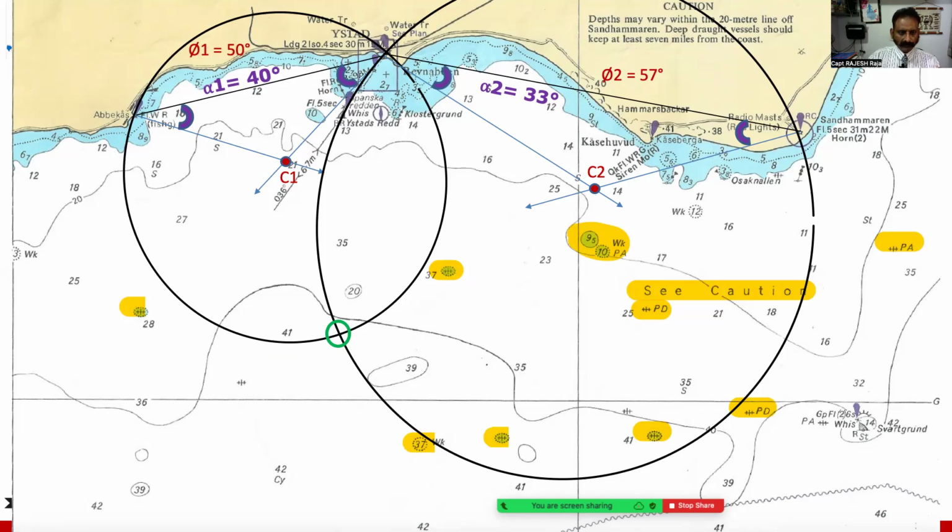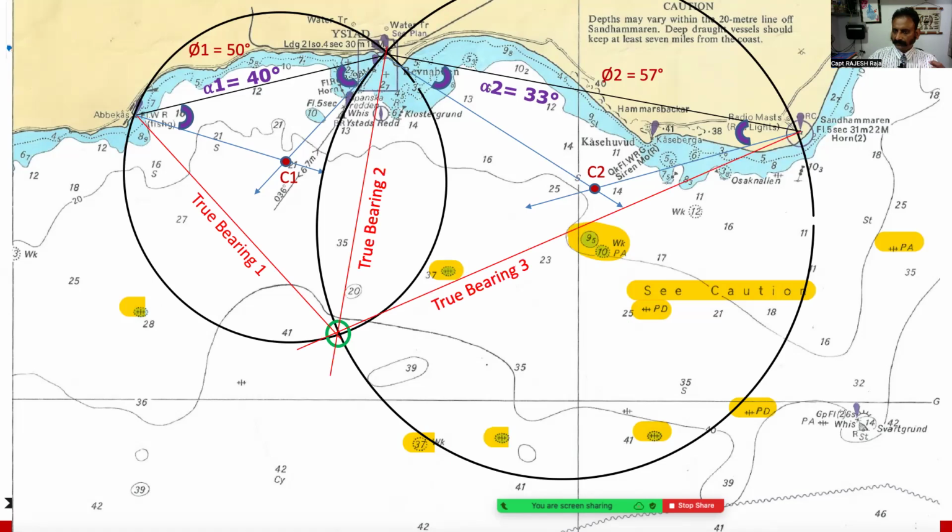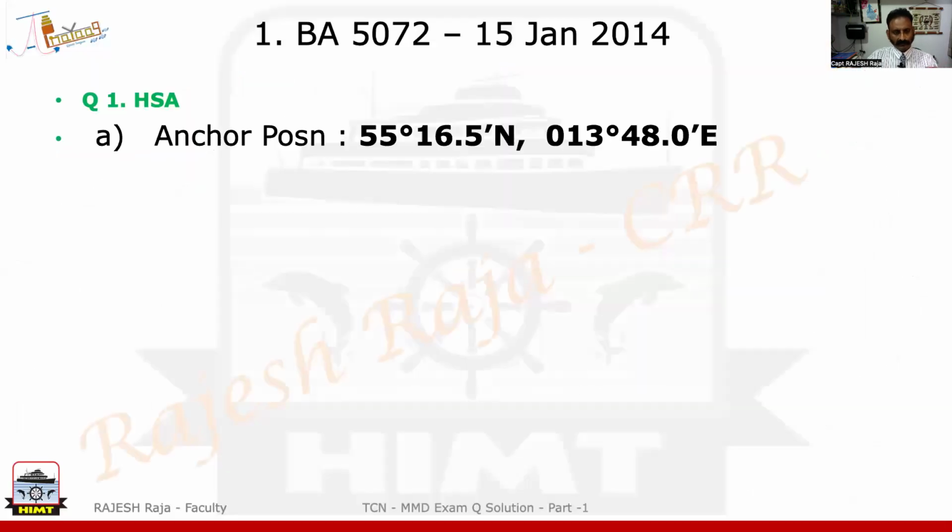So I'm drawing a line from the position to first lighthouse. I call it true bearing 1. To the second lighthouse, I call it true bearing 2. Third, I call it true bearing 3. Now I got comparison between true bearing, compass bearing of all the 3 lighthouses. Okay. So my first part of the question, which is HSA, is over. So let me come to the answers.